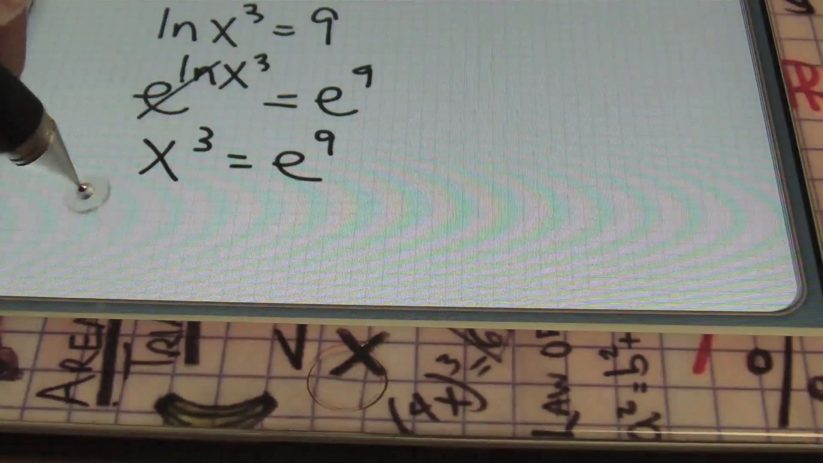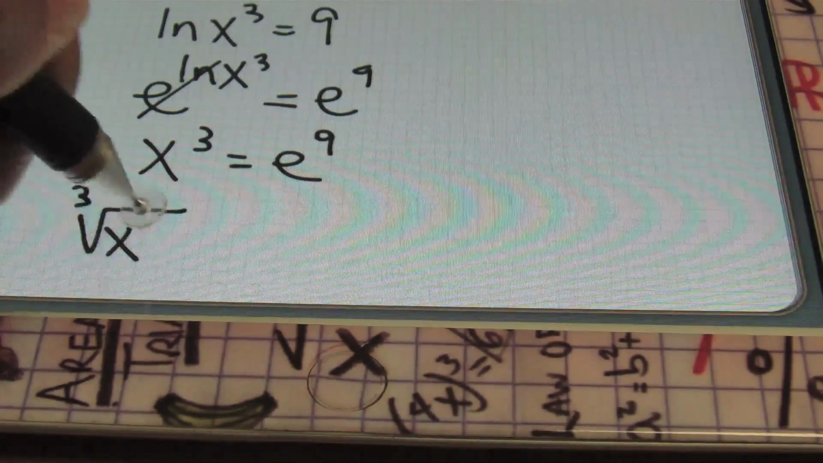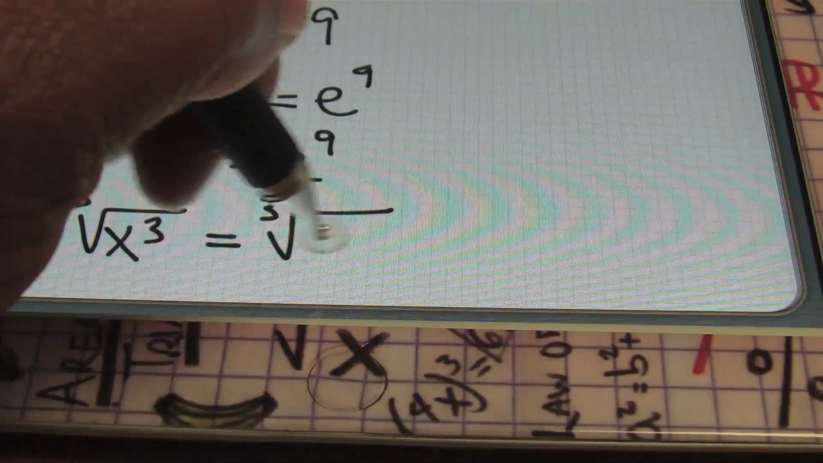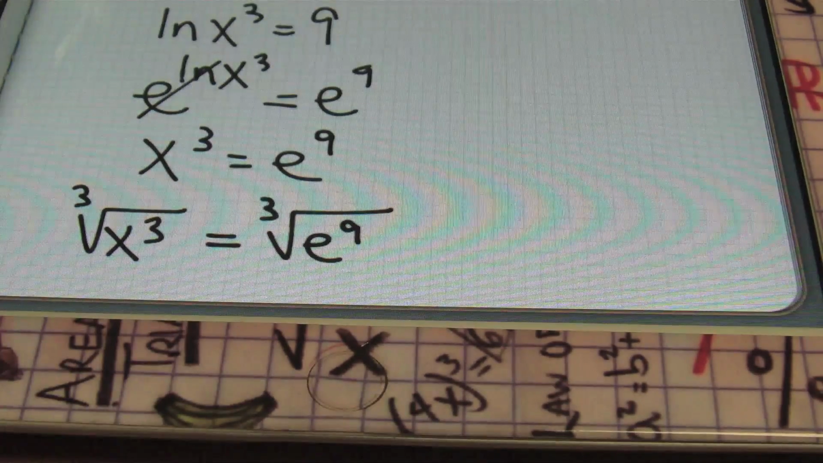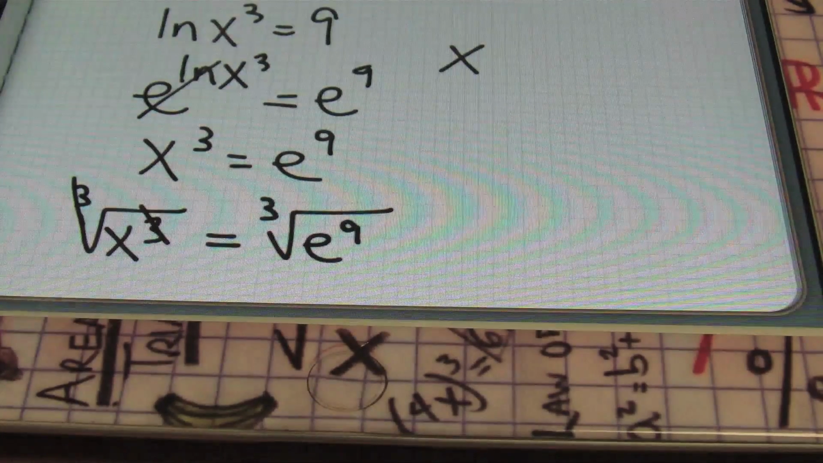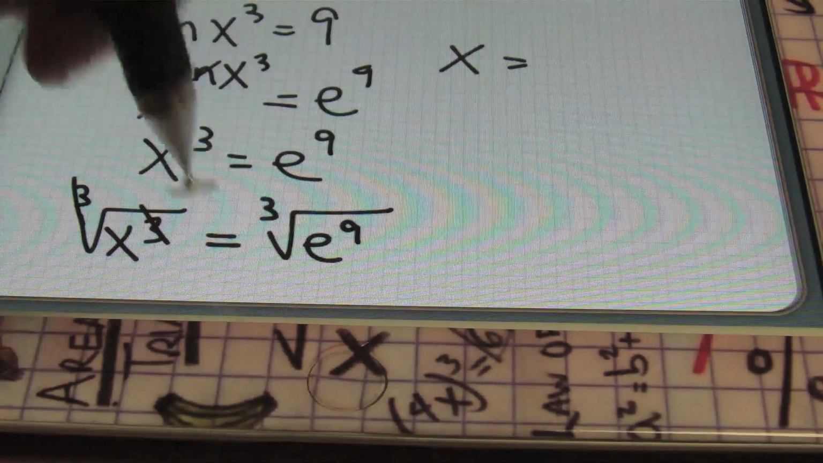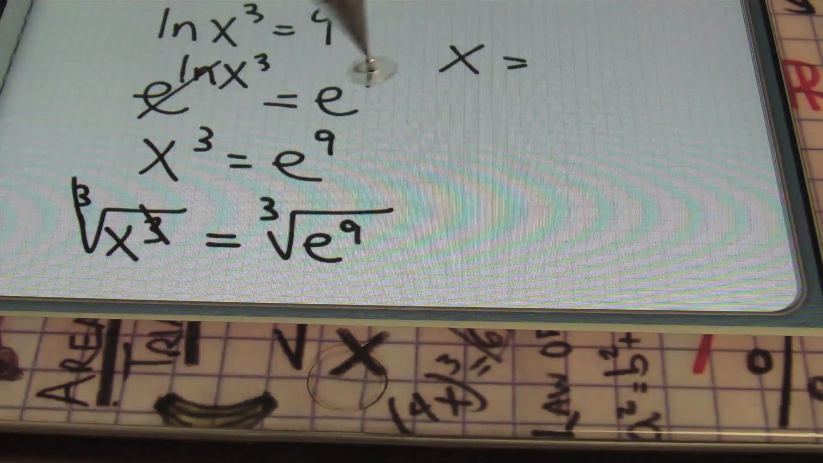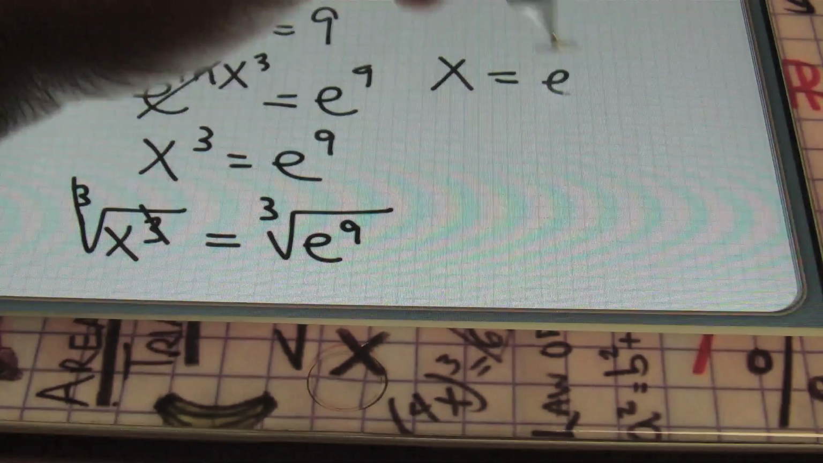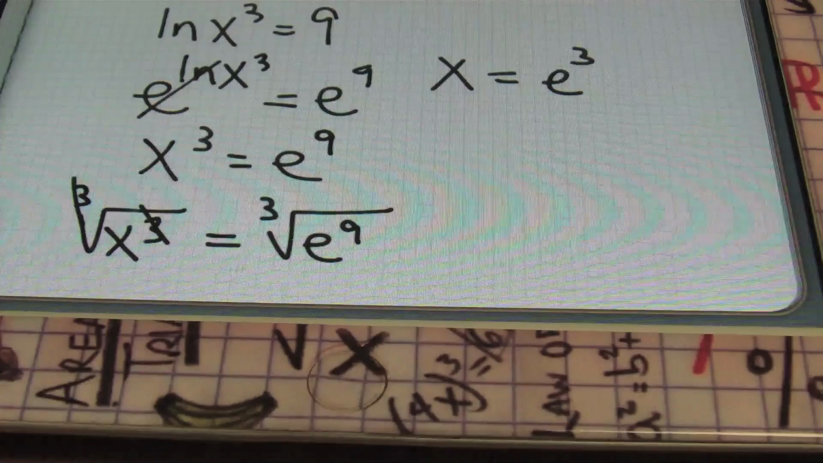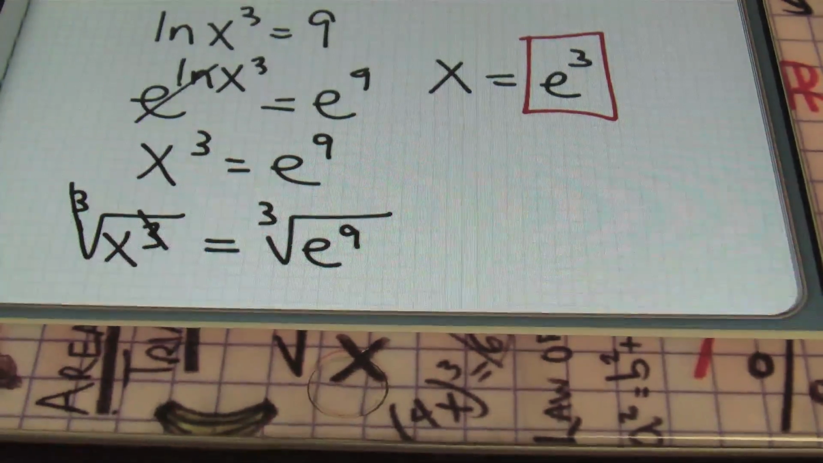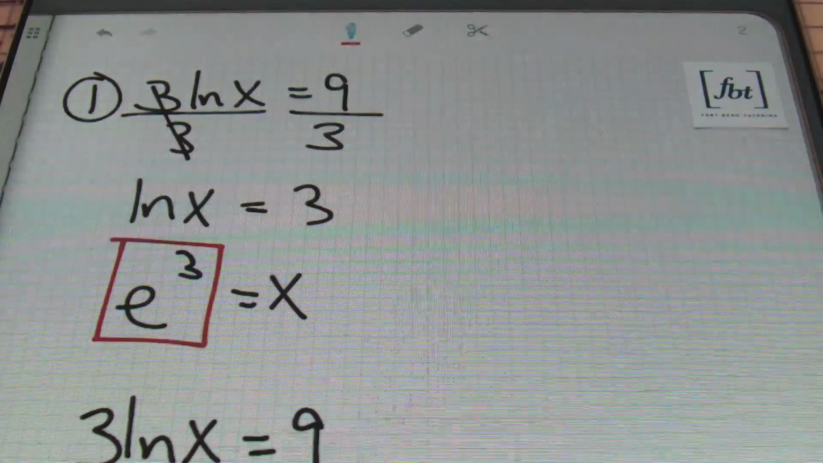From there, I'll have the cube root of x cubed is equal to the cube root of e to the 9th power. Simplifying this, your cube root and cube will cancel out to leave you with the variable x here. And taking the cube root of e to the 9th power, you would just divide the exponent. So 9 divided by 3 is 3, and that leaves you with e to the third power once again. So either one of these methods will work, and it appears as though the first way I gave you was the fastest way to do it.